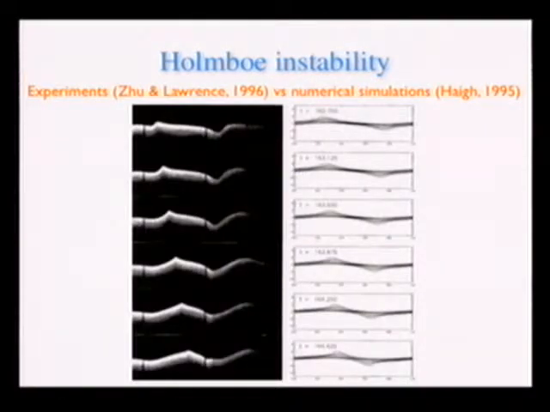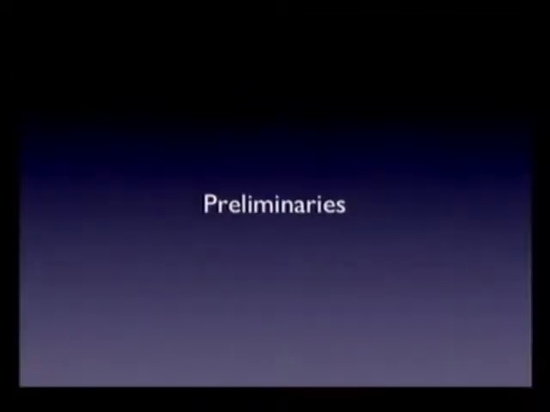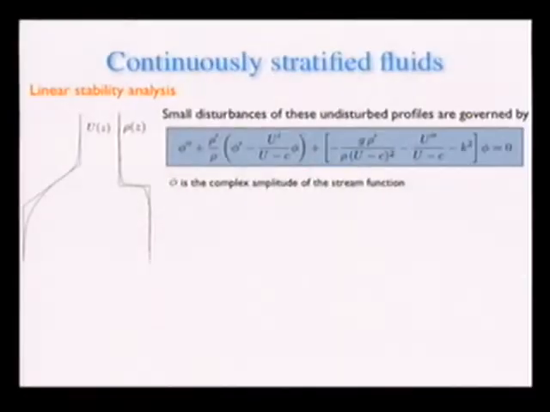Okay? And this is experiments versus numerical simulations. And you see that these things from there, this is the time evolving, okay, and they will meet. Okay, and this is the numerics. Okay, so how to understand this?